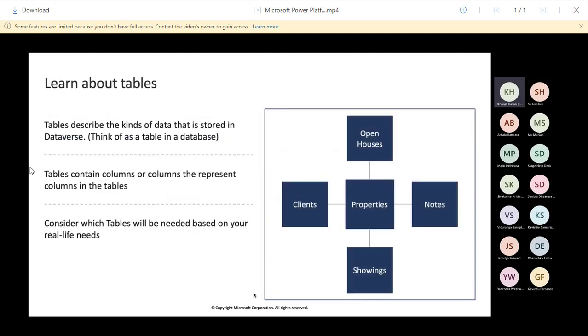Okay. So, columns: learn about tables. Tables describe the kinds of data that are stored in Dataverse. Tables contain columns that represent the fields in the table. Consider which tables will be needed based on real-life needs. So again, you need to understand your business problem. What is your requirement? What columns, what tables will your app be using?